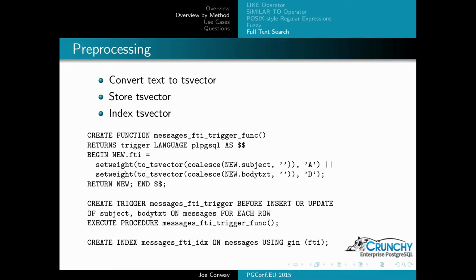On that messages table that I showed you before, there's a trigger that has been created on the table, so that every time on an insert or an update to either the subject or the body text field on that table for each row, we're going to execute this procedure, and that procedure is right here. You can see in that procedure we're going to take the subject and the body text. We're doing a coalesce, which means if either of those is null, we're just going to make it an empty string. We're first converting it to a TS vector, and then we're going to apply a weight to it, and then we're going to concatenate those two things together.